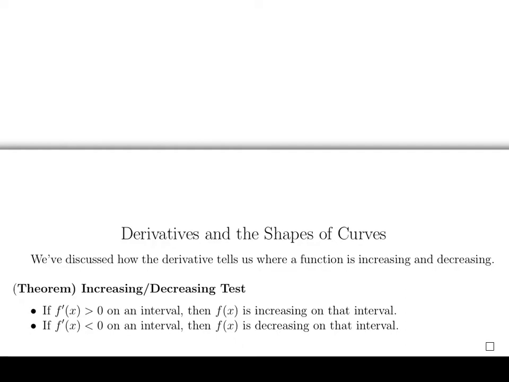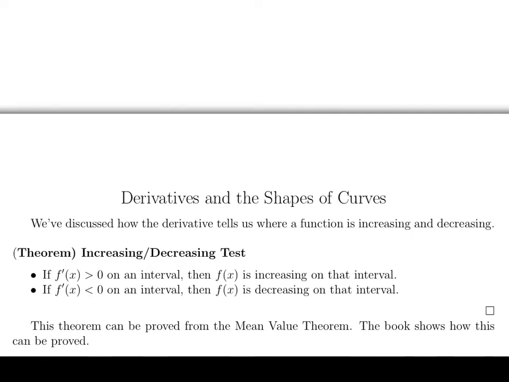And it basically says exactly what we've talked about before, which is that if the function's derivative is positive on an interval, then the function is increasing on that interval. And likewise, if the function's derivative is negative on an interval, then the function is decreasing on that interval. We've talked about this before, so this is nothing really new. Now this theorem can actually be proved from the mean value theorem, and I would suggest that you read the proof in the book to see how this is done.